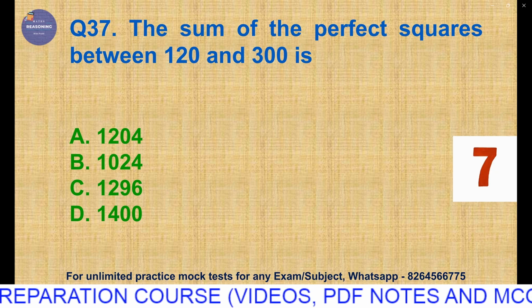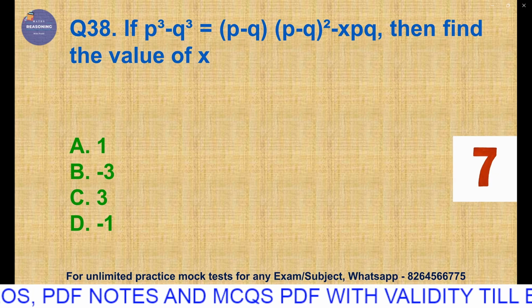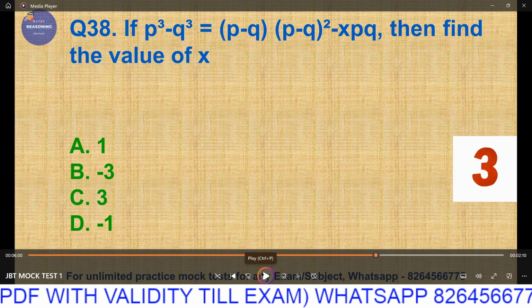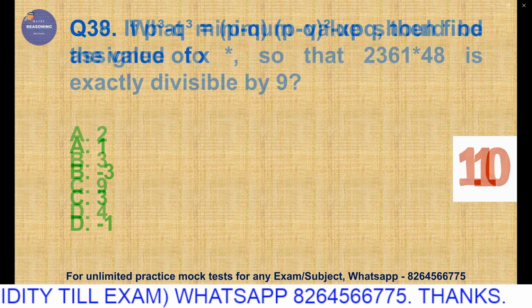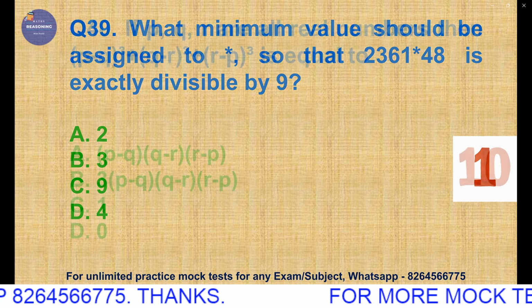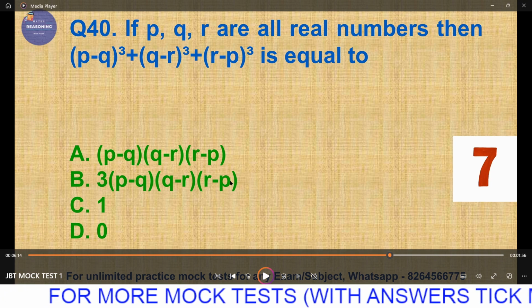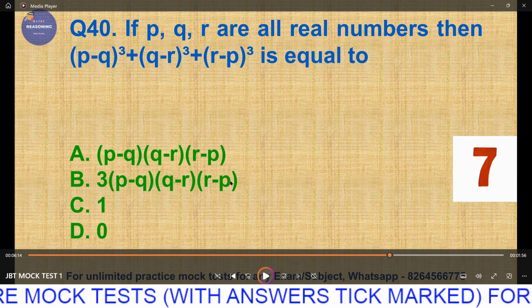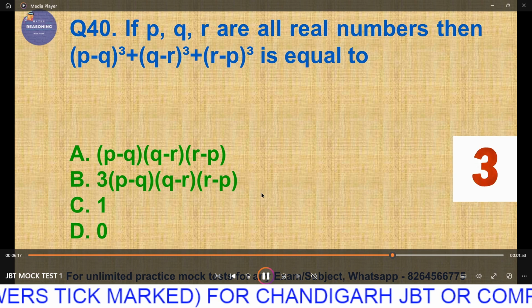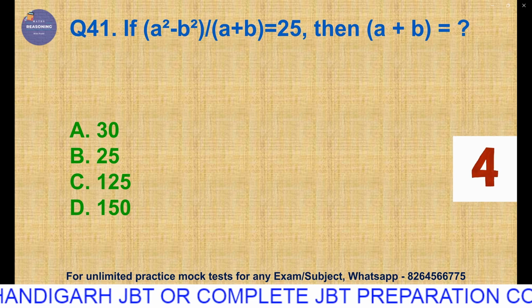The sum of the perfect squares between 120 and 300 is. If p cube minus q cube is equal to (p plus q), (p minus q) square minus xpq, then find the value of x. What minimum value should be assigned to this star so that 2361*48 is exactly divisible by 9? If p, q, r are real numbers, then (p minus q) whole cube plus (q minus r) whole cube plus (r minus p) whole cube is equal to. If (a square minus b square) divided by (a plus b) is equal to 25, then a plus b is equal to.